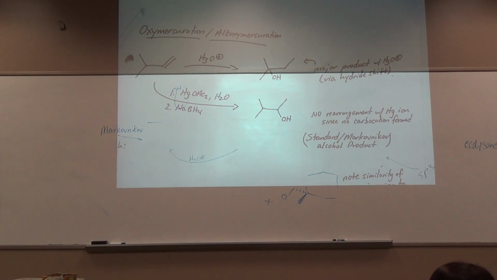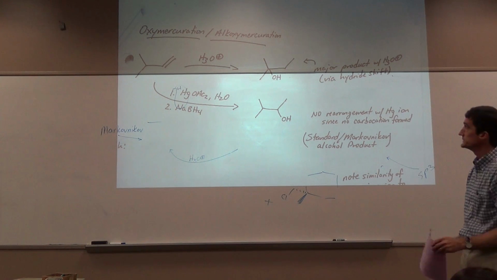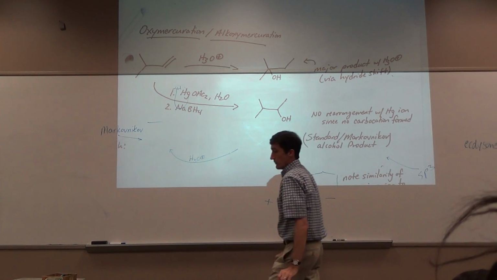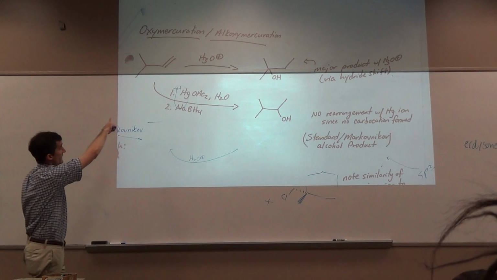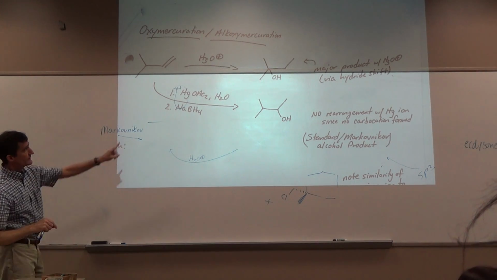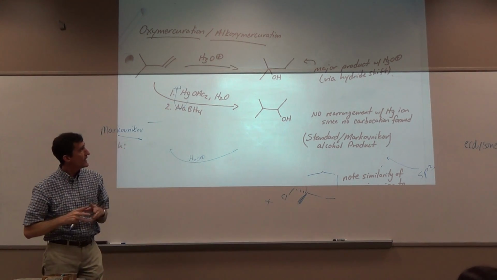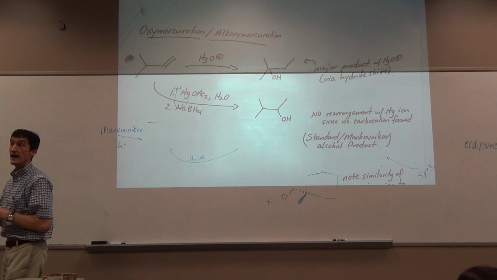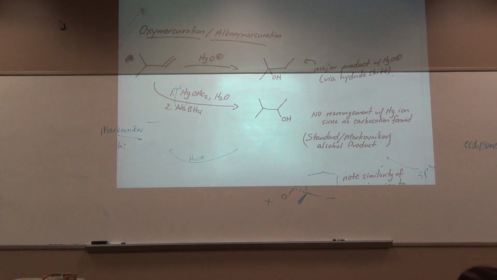Oxymercuration, especially when you use water. If you use an alcohol, it would be called alkoxymercuration. Basically what I just showed you is you take this alkene, react with H3O+, and you get that alcohol over there, and that alcohol product comes from a hydride shift. It comes from a rearrangement. You should be able to envision that mechanism. If not, you should go home and work it right after class.